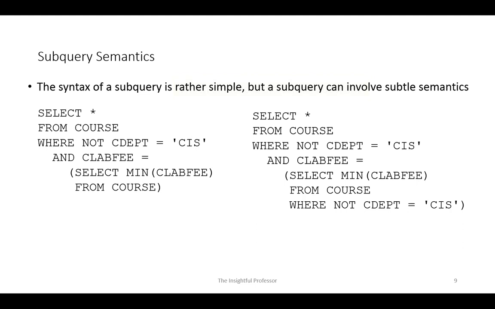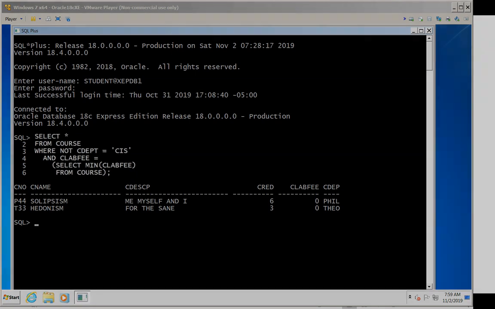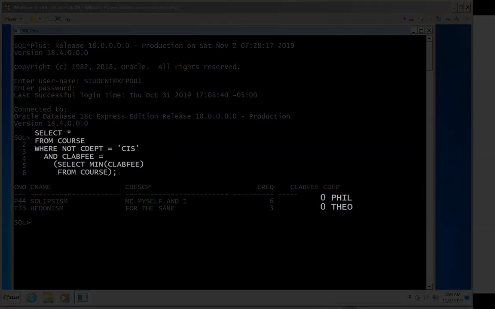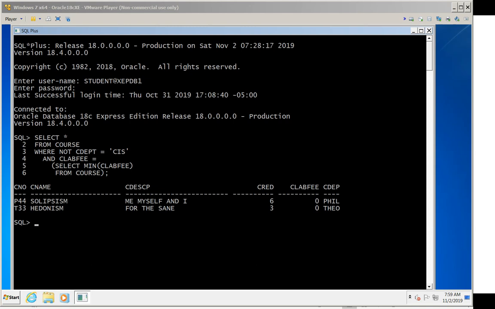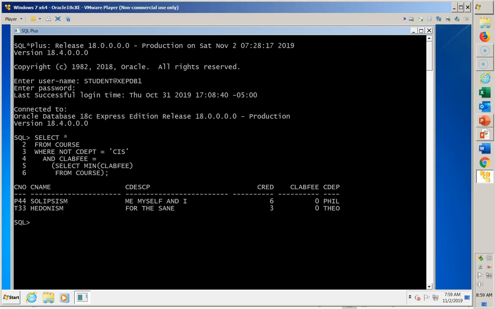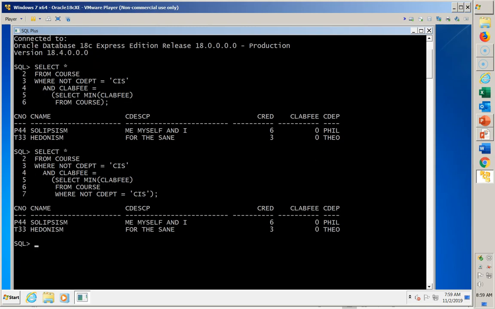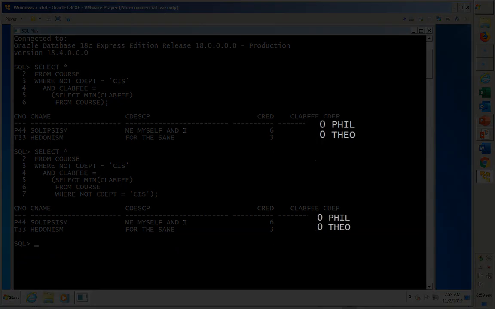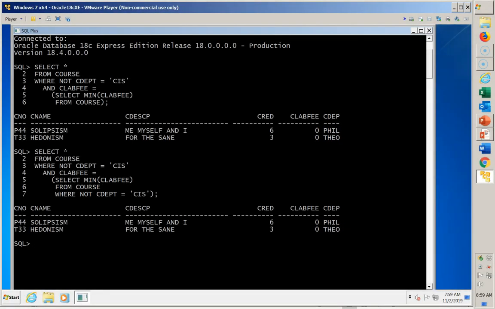Let's demonstrate these two queries by going to our database. The answer to our first query, the query that compares the lab fee to the smallest lab fee of all courses, reveals a philosophy department course and a theology department course. When we present the second query, we see the same result. The two different questions produce the same answer. Again, this is because of the current content of the database. Let's take a look at the data to understand what's happening here.